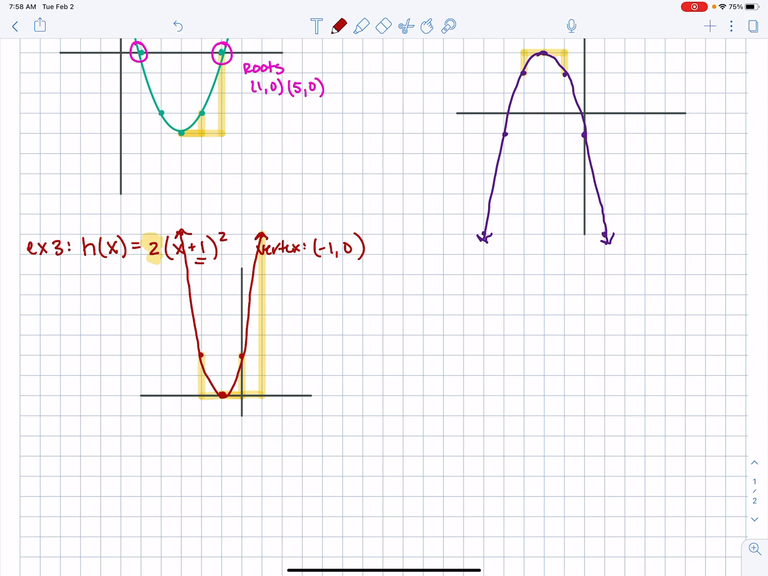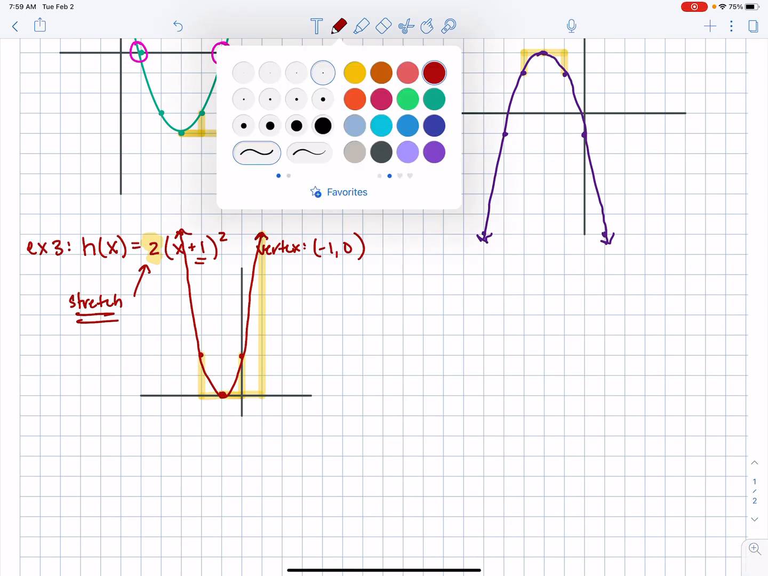But I wanted to show you that the relationship is now stretched by 2. Right? So you're stretching by whatever the number is out there. I'm just going to label that stretch. And that's kind of the hardest part of this, is to think, what is that number and how does it affect your parabola? Let's talk about one more example here.